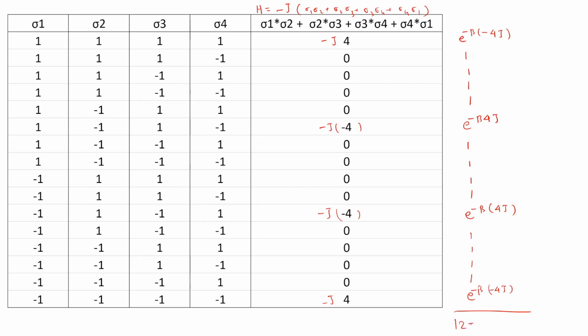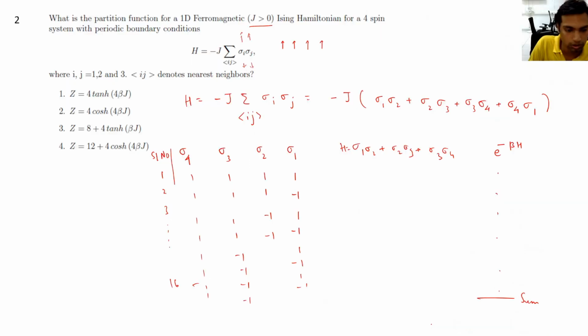So it is 12 plus, so you can write e to the power, if you add these two, you get 2 cosh 4 beta J. And if you add these two, you get the same, 2 cosh 4 beta J. If you add them, what you get is 4 cosh 4 beta J. So this is your partition function. So your correct answer would be 12 plus 4 cosh 4 beta J.